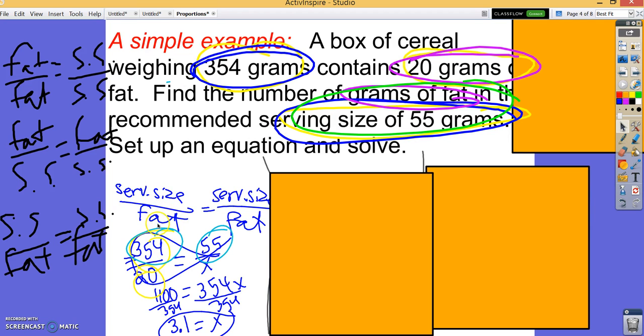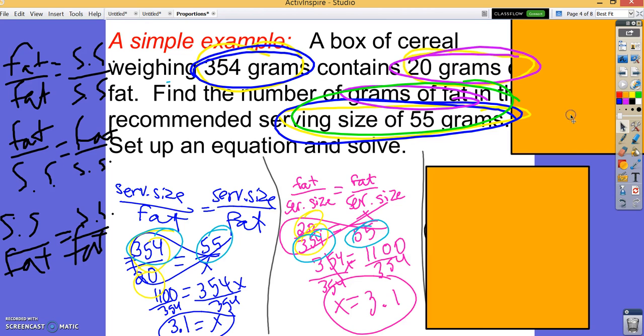The first one I did was serving size over fat. So I did 354, which is the whole box, compared to the fat of the whole box, which is 20, equals 55, which is the serving size that I want to eat, over X. And what I found out was that the answer should be 3.1. Then I solved it again. This time I did something else.